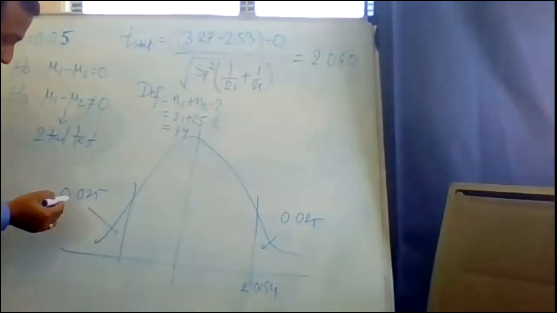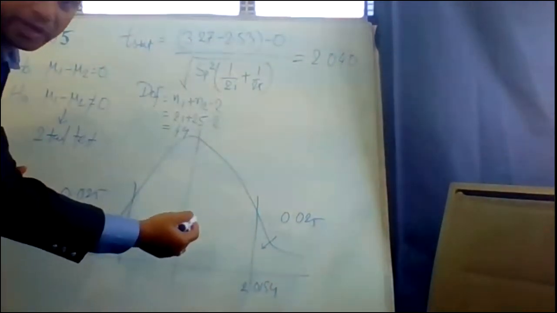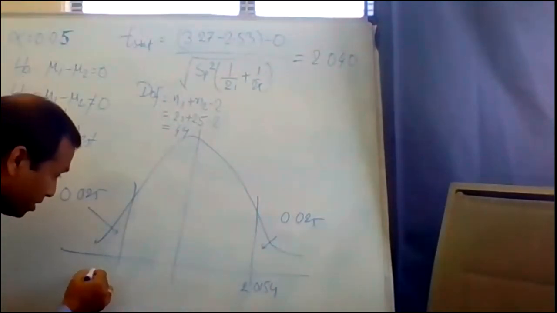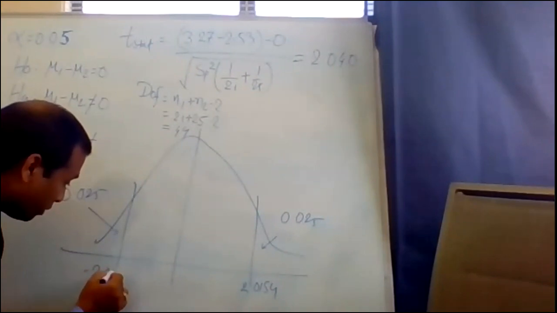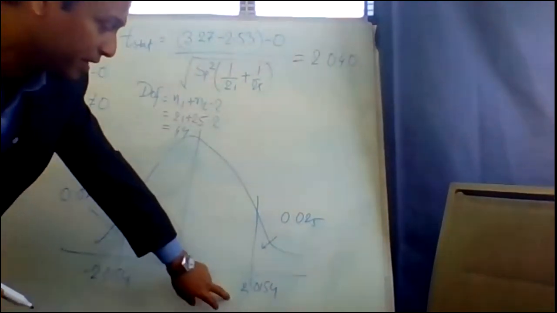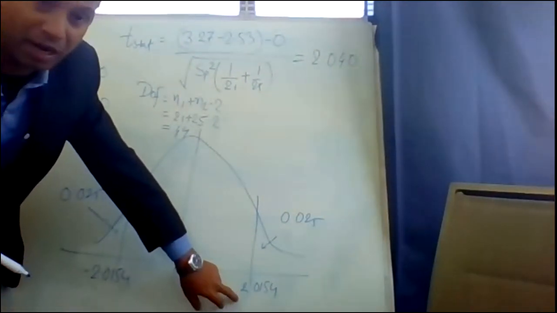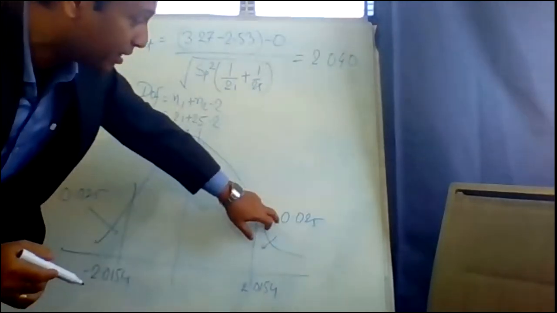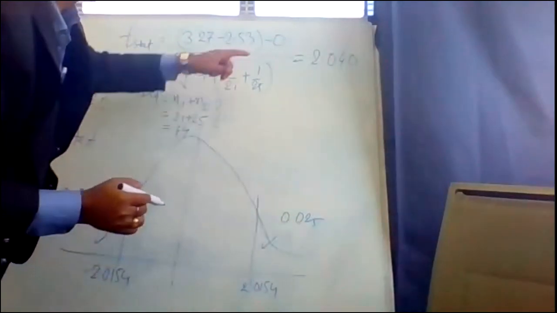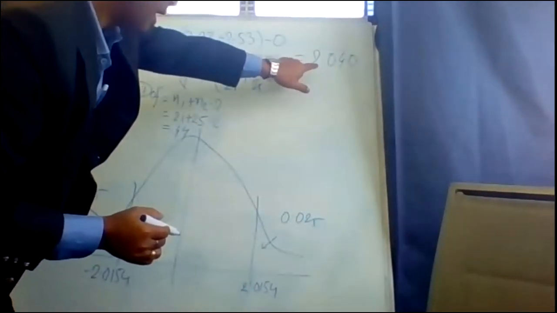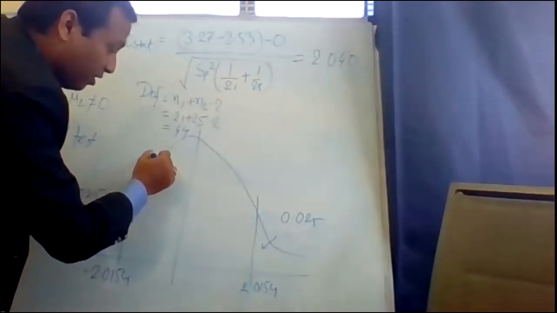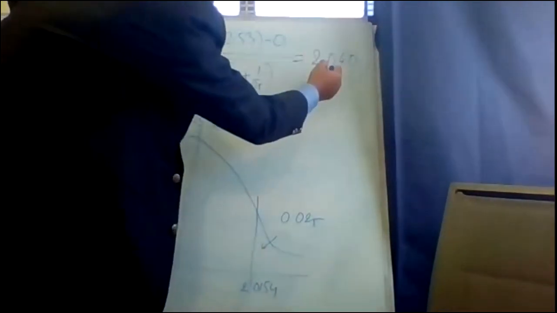Again, the same thing I did, since this is the case of two tails. So I did the same thing for the left side, so over here it is minus 2.0154. Did everybody understand how I got this number? Yes, 2.0154 at 0.025. If you remember, this is the area of rejection, and these two are the area of non-rejection.